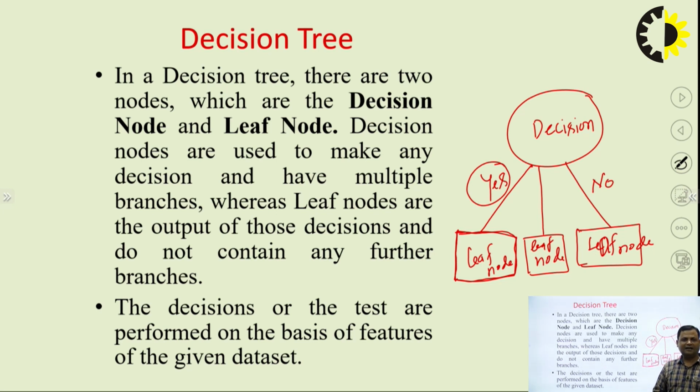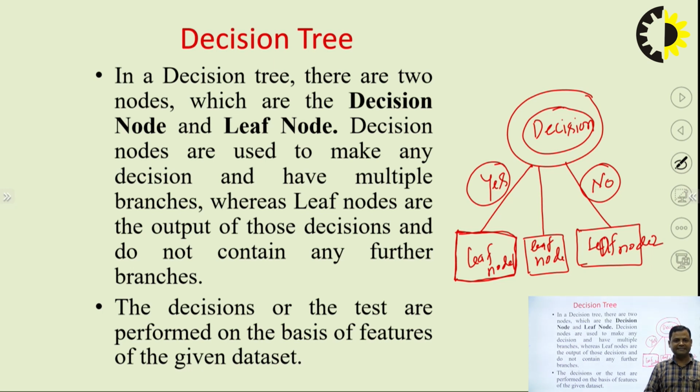The decision or the test is performed on the basis of the features of the given data set. Basically, whatever data we have, on which we are creating the decision tree. So at this particular node, decision tests are performed, and according to the test, if the response is yes or no, the corresponding leaf node is reached: the yes response gives a particular outcome, and if the response is no, we get this other leaf node. Once the output node is obtained, there is no further classification of this node, because we have obtained the destination point to which we have to move.